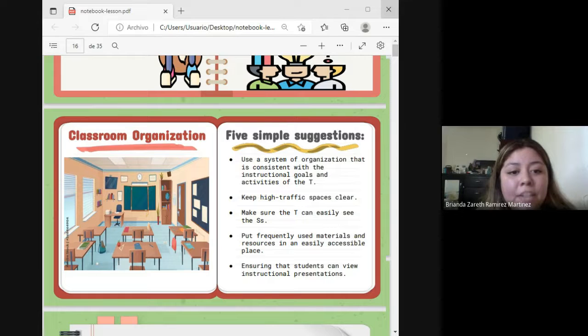Then, make sure that the teacher can easily see the students. Then, keep frequently used materials and resources in an easily accessible place, so when the teacher needs something, she can easily get a hold of it. Then we have ensuring the students can view instructional presentations, like when the teacher is presenting the homework or the lesson plan, the students have a more visible seating assignment. And yeah, the next one is going to be presenting.